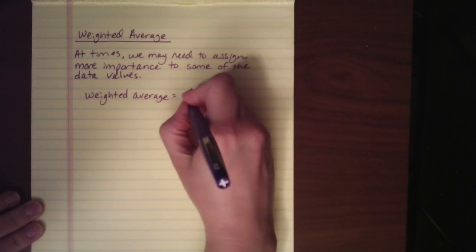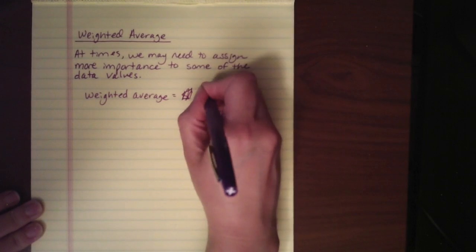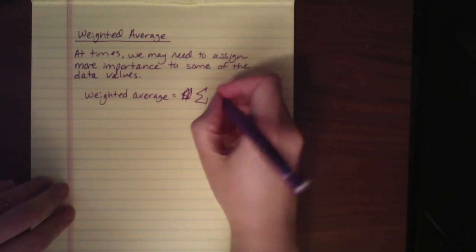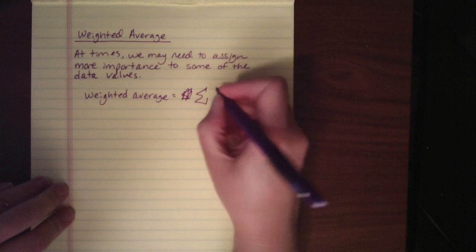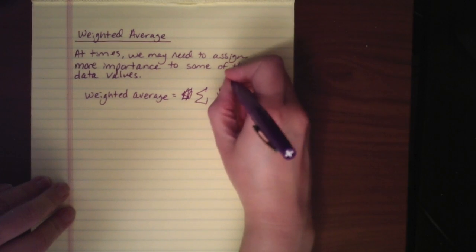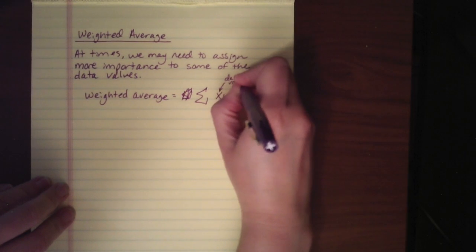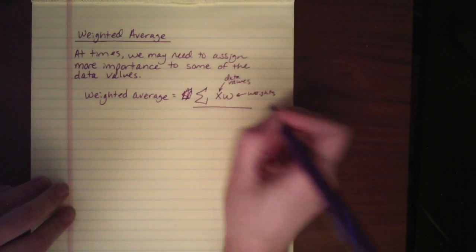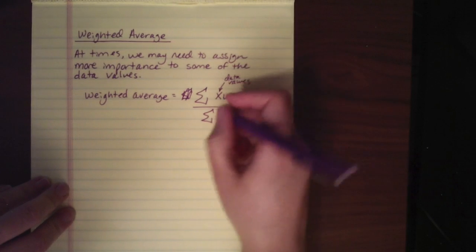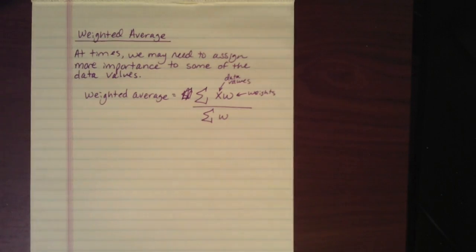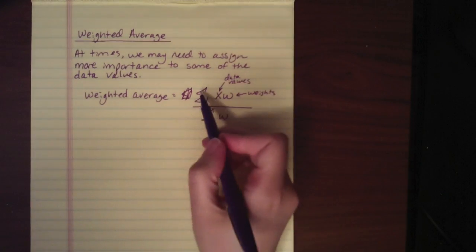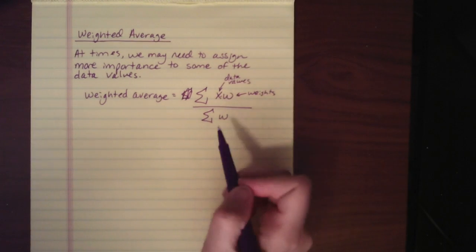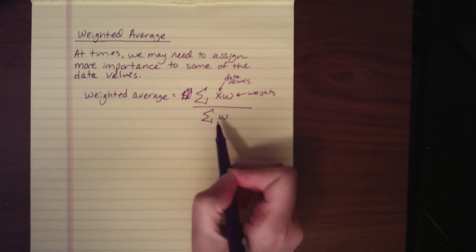is to take the sum. That is that big Greek sigma that means to add, the product of the data values times their weights divided by the sum of the weights. Okay, so we're going to add up the product. Product, of course, means to multiply. Data values times weights divided by the sum of the weights.